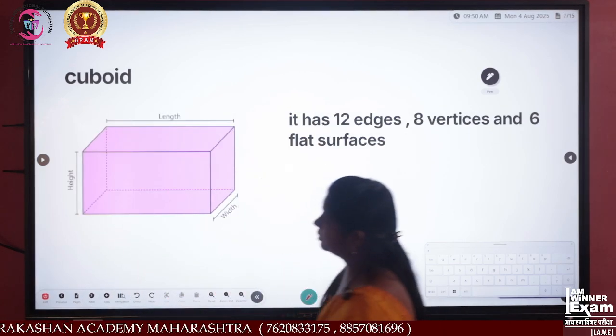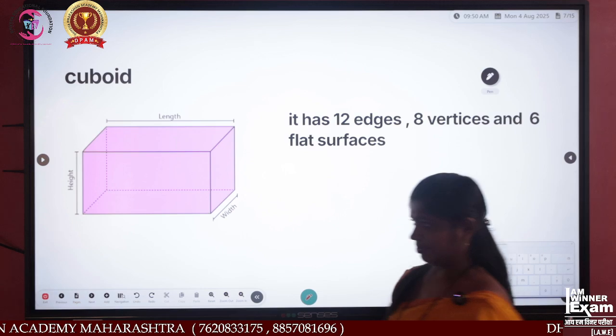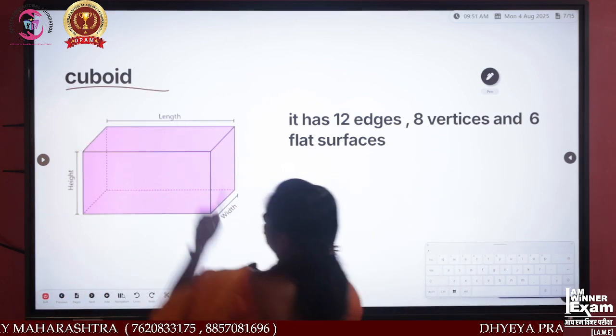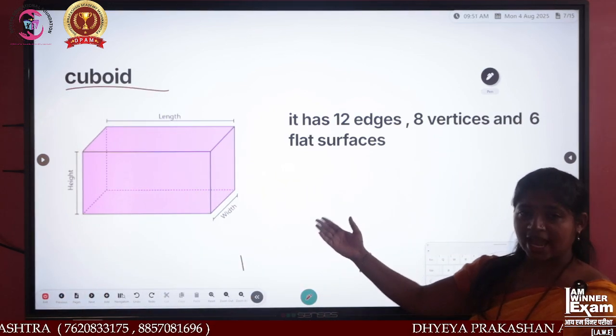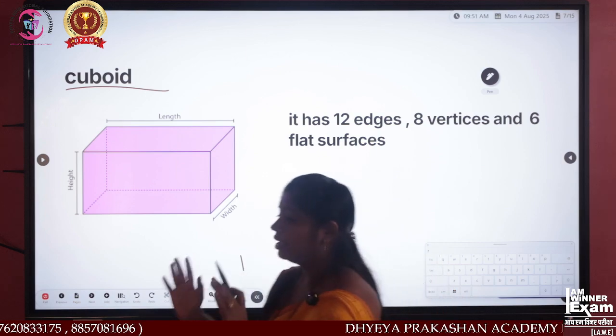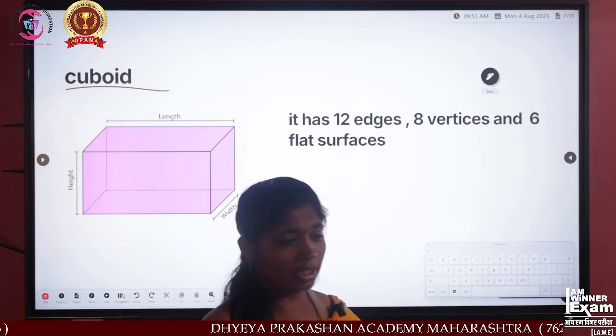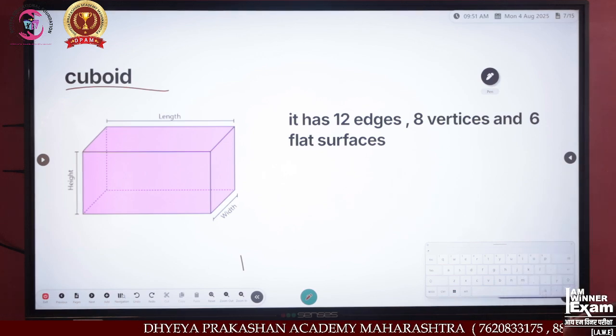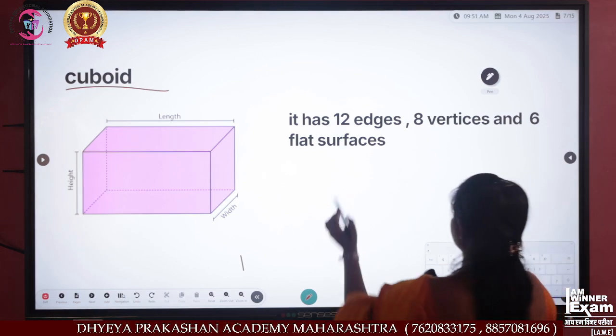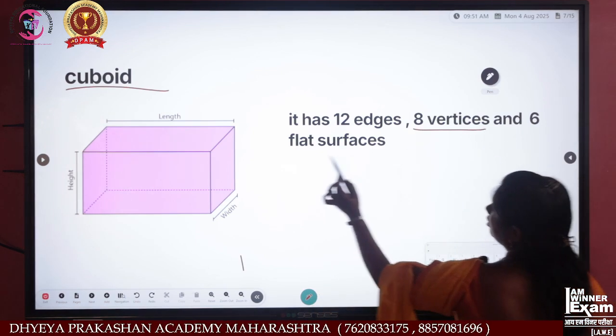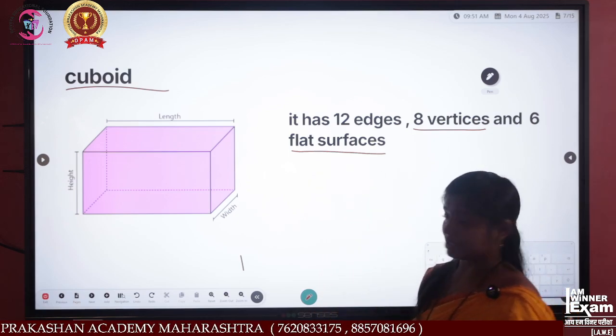Now next, this is the cuboid shape. It has 12 edges and 8 corners, that is 8 vertices, and flat surfaces.